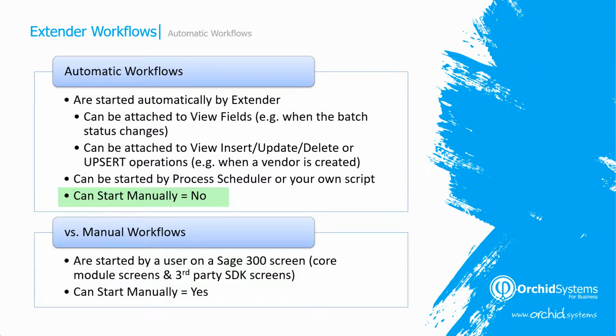Whereas manual workflows are started by a user on a Sage 300 screen, or they can also be started by your own script, and their can start manually flag would be set to yes.